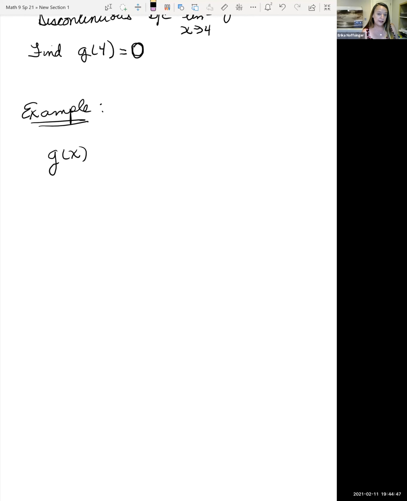Okay, we're going to look at one more example. And again, it's a piecewise function, g of x. It's given us two equations. The first equation is x cubed plus k, and this is if x is less than or equal to 3. The second equation is k times x minus 5, and this is if x is greater than 3.